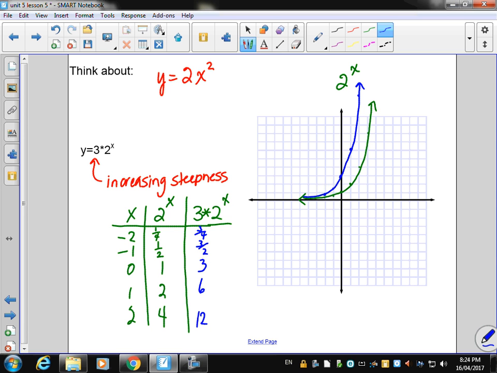So it is the same idea as with a quadratic. If I multiply, I'm going to increase how steep it is. It also changes the y-intercept. It is now 0, 3. That's a comma, sorry.